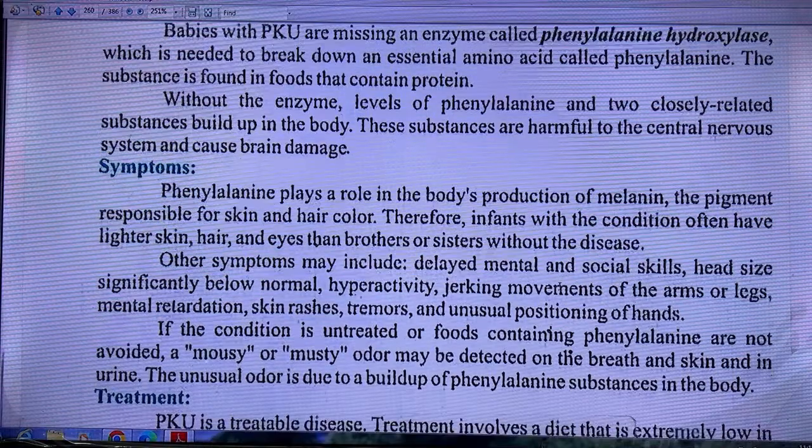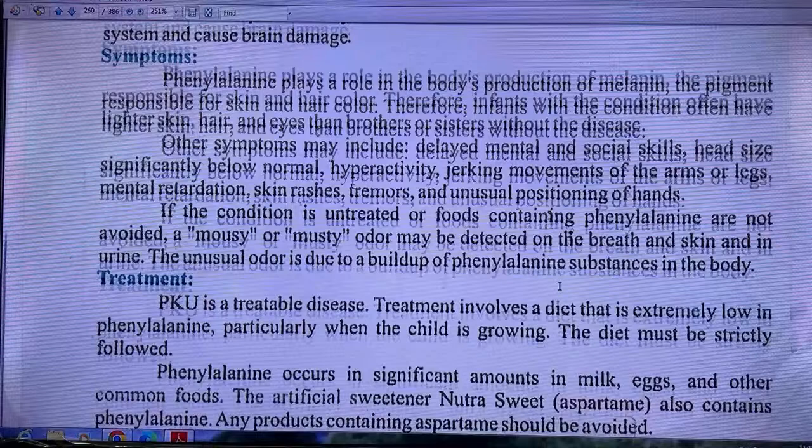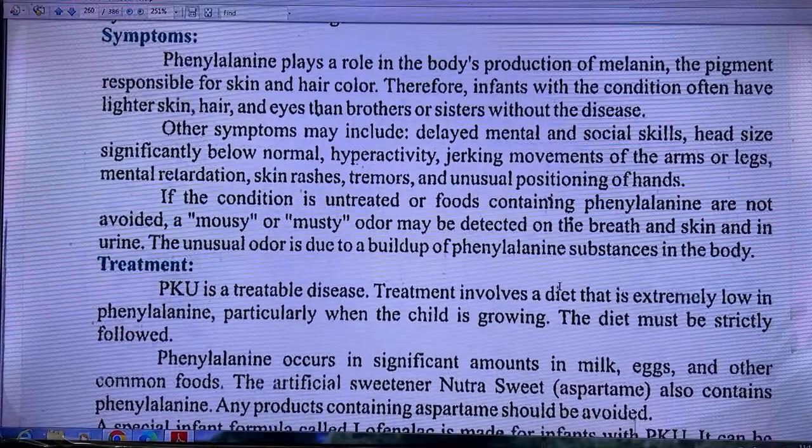Symptoms. Phenylalanine plays a role in the body's production of melanin, the pigment responsible for skin and hair color. Therefore, infants with the condition often have lighter skin, hair, and eyes than brothers or sisters without the disease.